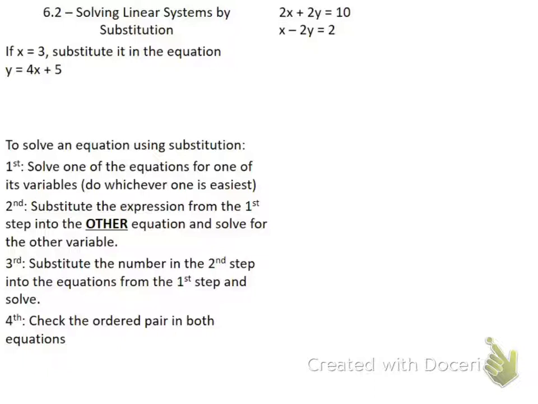So in the same way that if I said that x was equal to 3, I could substitute it into the equation. All I would do is, since I said x is equal to 3, I would replace the x with a 3. And so I would get y is equal to 4 times 3 plus 5. And so I would know that y is equal to 12 plus 5, which gives me 17.